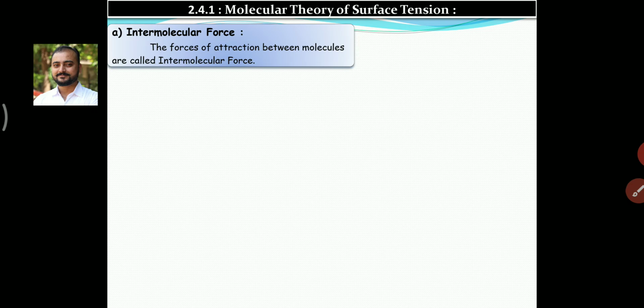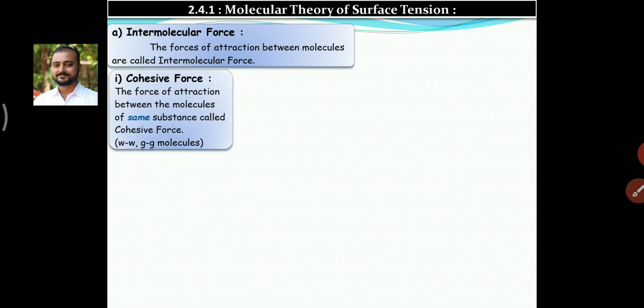We know that in a solid this force is very great, and so the molecules are closely bound to each other. In the case of a liquid, it is somewhat weak, so they are loosely bound, and in the case of a gas, it is very weak, and so they are very far apart from each other. In this manner, this is about intermolecular forces. But intermolecular forces are of two types.